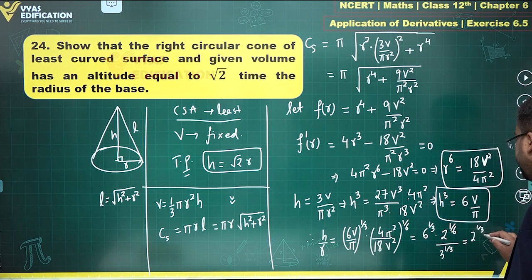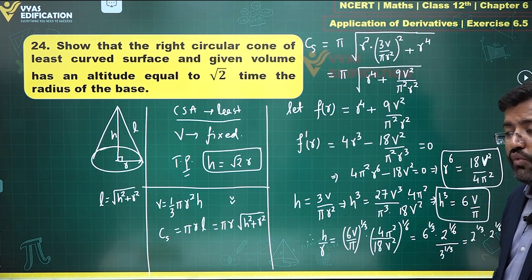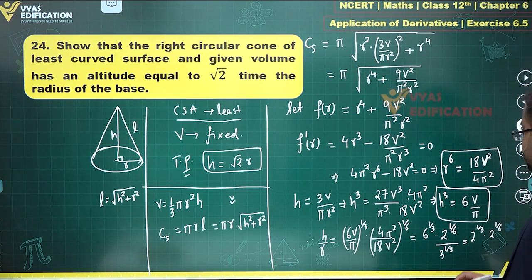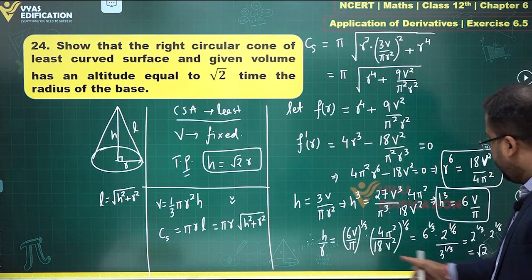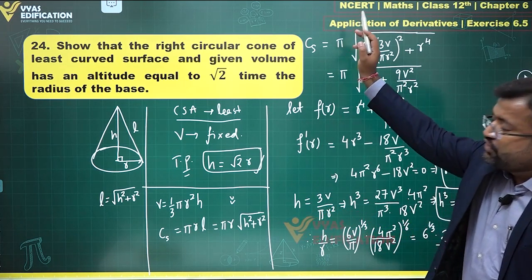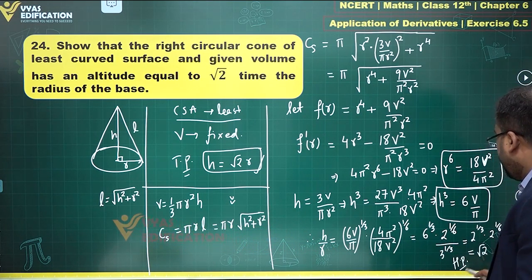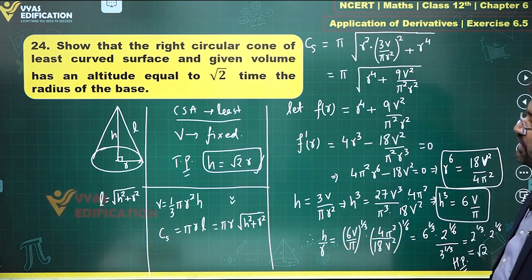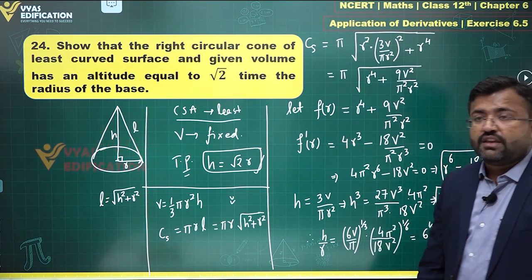2 power 1 by 3 times 2 power 1 by 6 is what we have. And we can add the powers, right? 1 by 3 plus 1 by 6 will be equal to what? This is 3 by 6, which is 1 by 2. So this becomes root 2, and h by r is equal to root 2, which implies h equals root 2 r. This is what we wanted to prove. That's the proof of this complete question. That's the 24th question for us.